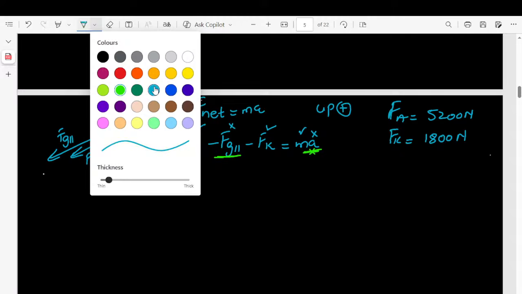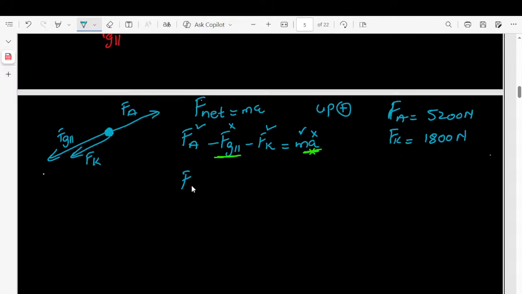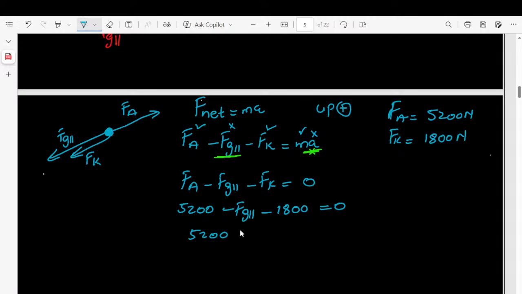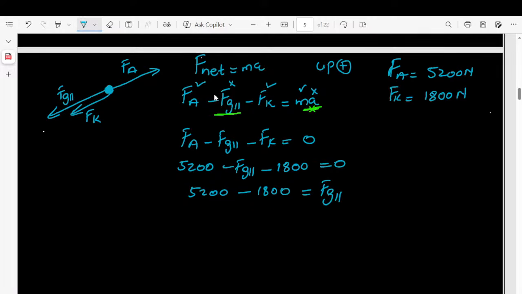So now when I rewrite this, this will be F applied minus Fg parallel minus Fk is equal to 0. Let's substitute. What is F applied? 5,200 minus Fg parallel, which is the one that we are looking for, minus 1,800, and this is 0. So I'm going to leave the 5,200 this side, which we're going to minus 1,800. Let's take the Fg parallel to the other side. This was easy, né? Therefore, what is Fg parallel equal to, when you put it on the calculator?